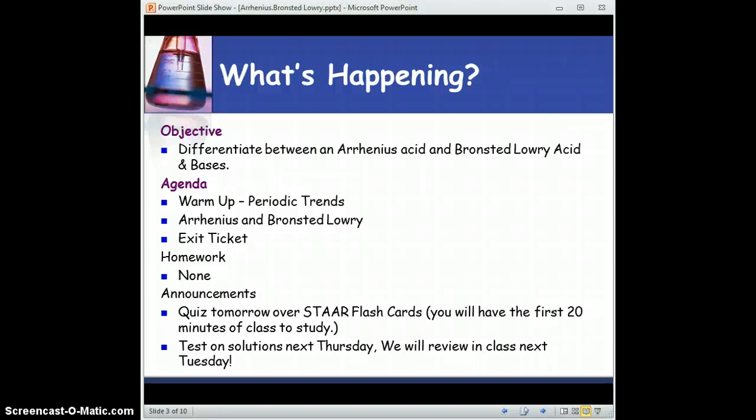Okay, so hopefully you got both of those STAAR flashcards right. They are pretty simple ones. What you need to do now, you need to put your STAAR flashcard back onto your ring, and then hang them back on the hook, whoever the designated person is. And we're going to talk about what's happening today.